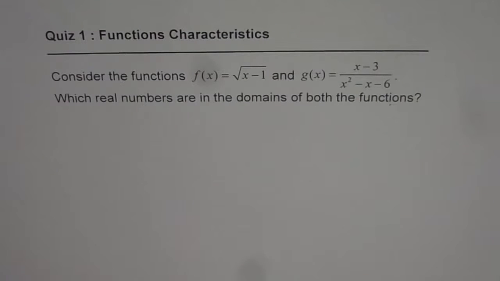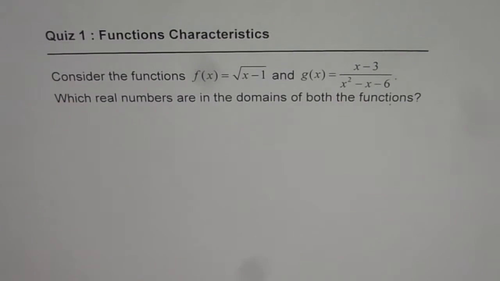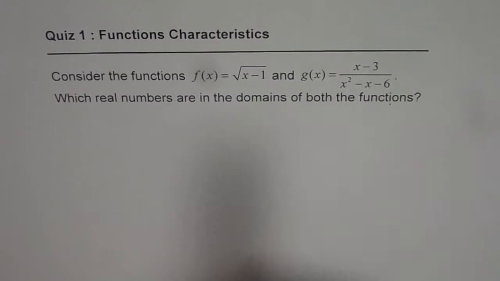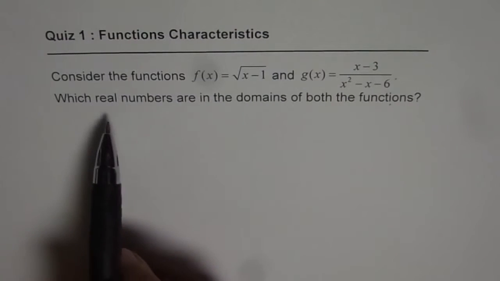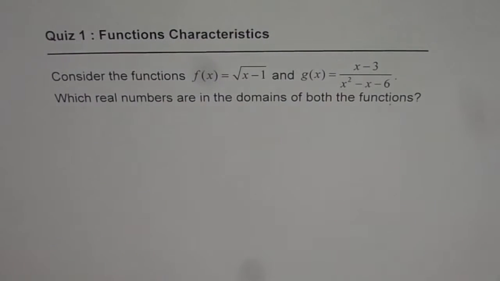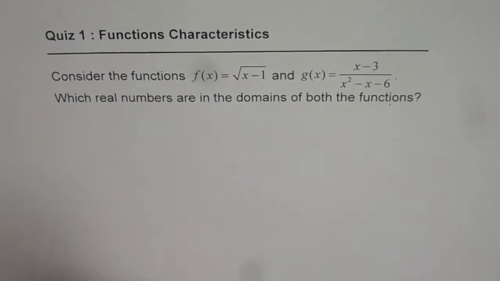Here is another interesting question on the domain of functions. Consider the function f of x equals square root of x minus 1 and g of x equals x minus 3 divided by x squared minus x minus 6. Which real numbers are in the domain of both the functions? That means we need to find a common domain for both the functions, right?